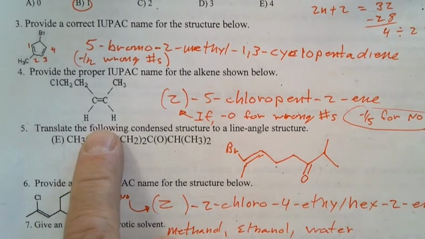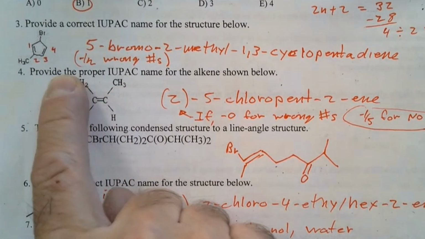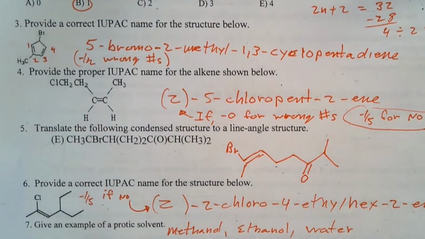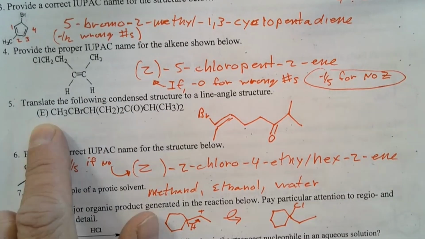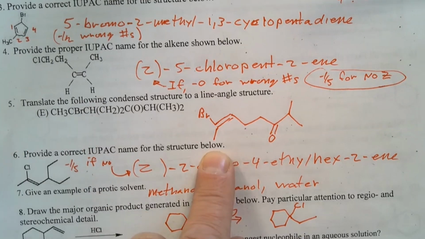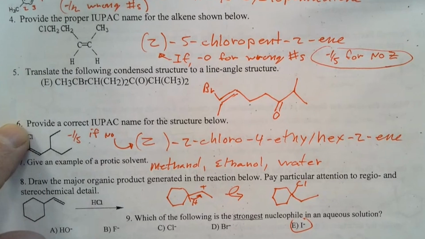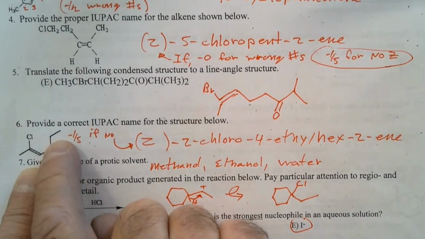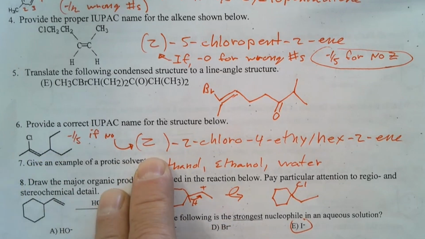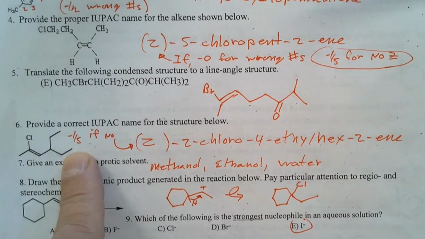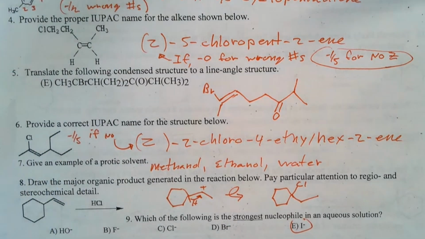Alright, this thing here is the same side for priority, so we say Z-5-fluoropent-2-ene. Translate the following condensed structure into a line angle structure. Got this E here, comes out looking like this. Alright, this thing here, chlorine has higher priority over the methyl. This carbon chain has priority over the hydrogen that's there, so this is Z. See, I graded easy. Normally I count half off. Stereochemistry is missing. I love stereochemistry. And so do students. If I can smile and act positive enough about it, I'll brainwash them.